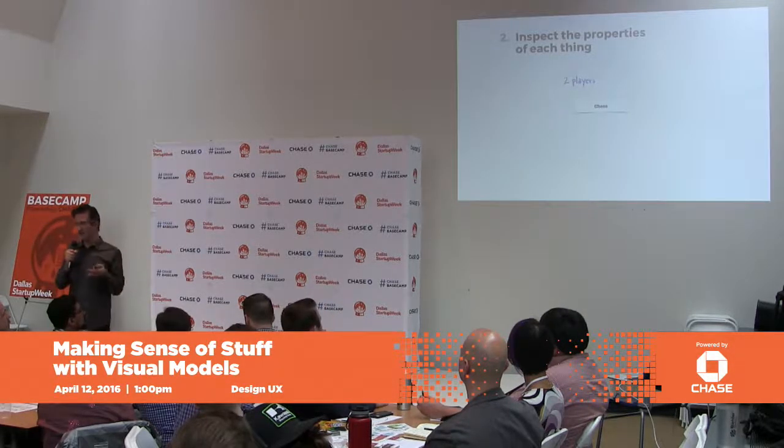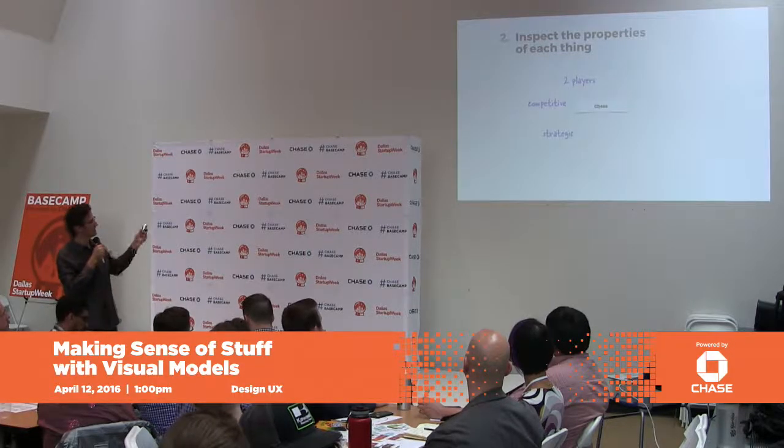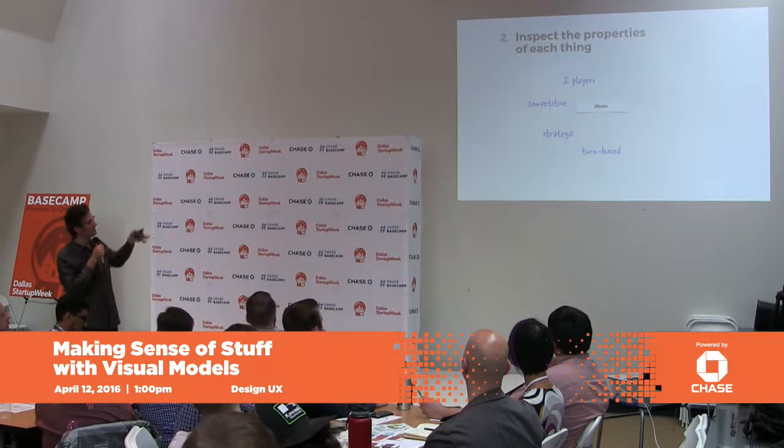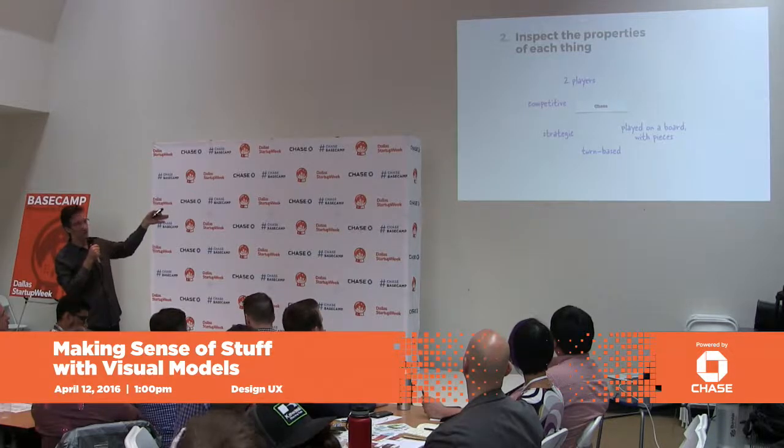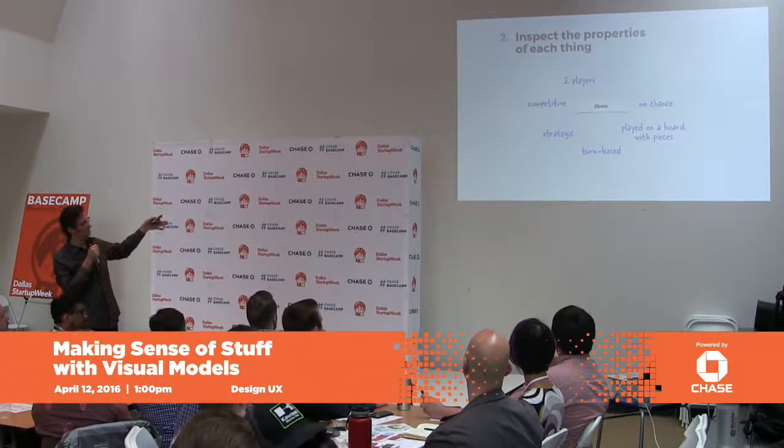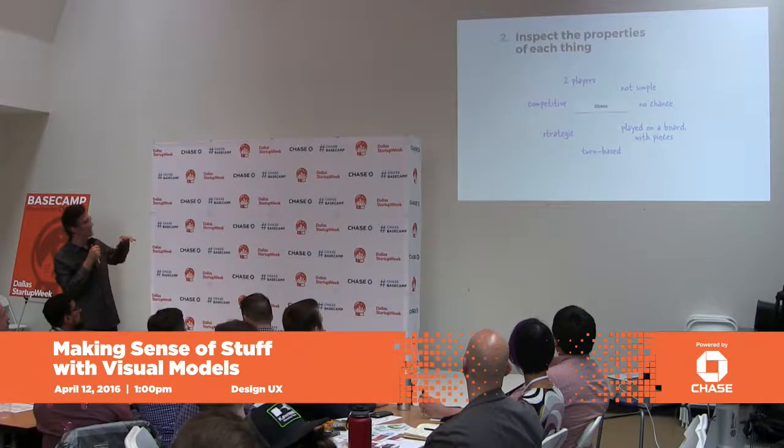So chess, as a game, has 2 players, right? No more, no less. It's competitive. It's a strategic game. It's turn-based. It's played on the board with pieces. There's no chance. It's all strategy. It's not a simple game, right?